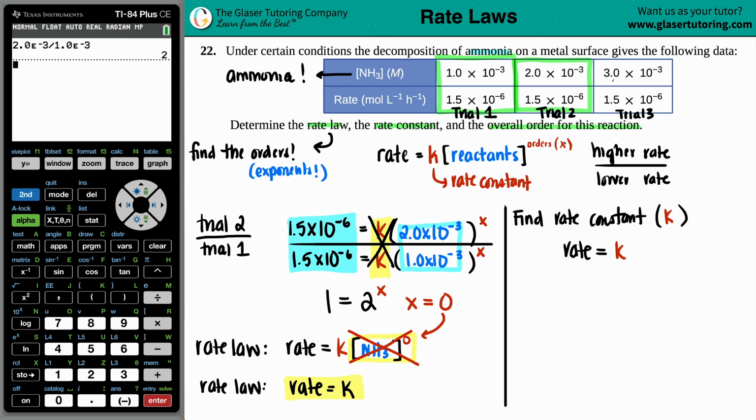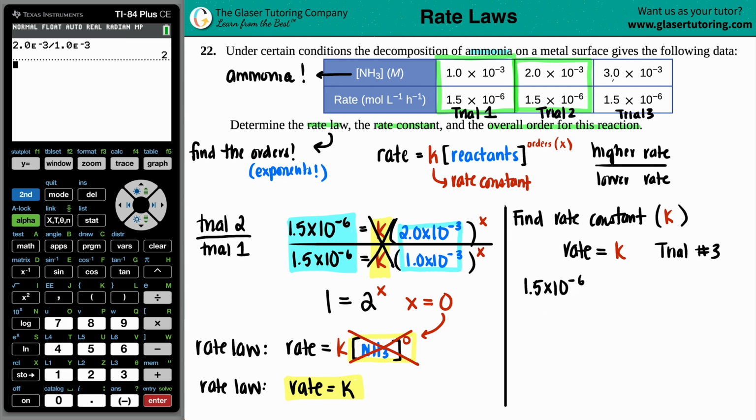I guess, just to show you that you can mix and match, I used trial 1 and 2 to find the rate law, so I'll use trial 3. But it does not matter. So trial 3 says, well, whatever that rate was. And do you see how, whatever trial we used in this case, the rate's going to be the same, because it's the same number. So 1.5 times 10 to the negative 6th.